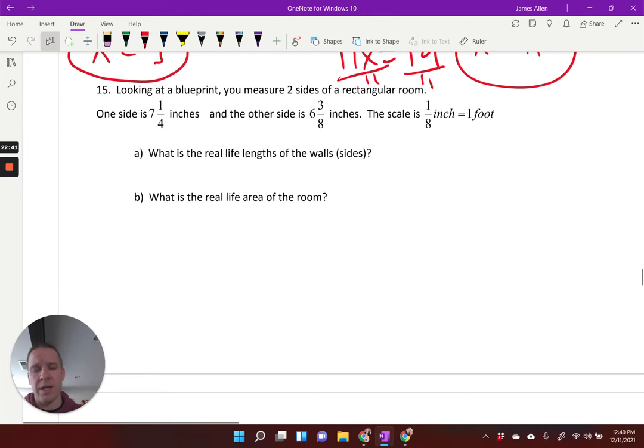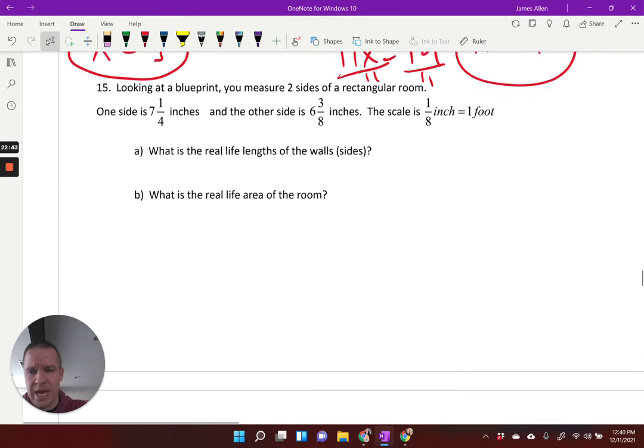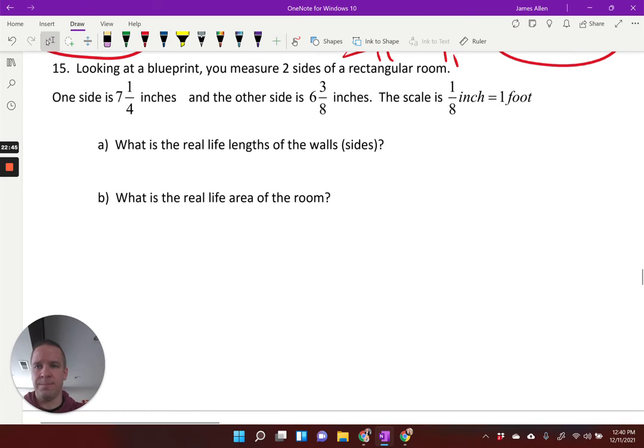All right. A couple more in this particular chapter, and then some transformations after that. All right. Looking at a blueprint, you measure two sides of a rectangular room. One of them is 7 1/4, and the other is 6 3/8. The scale is 1/8 of an inch equals 1 foot. What are the real life lengths of the walls, and what is the real life area of the room?